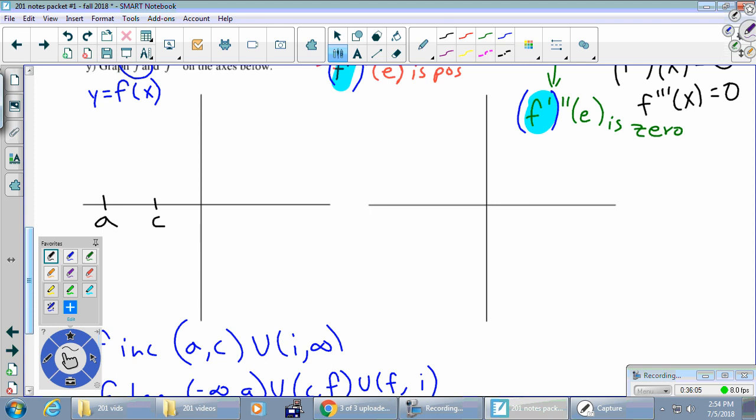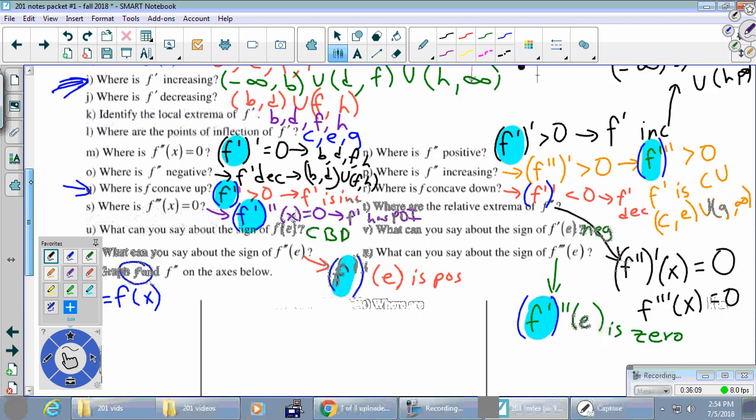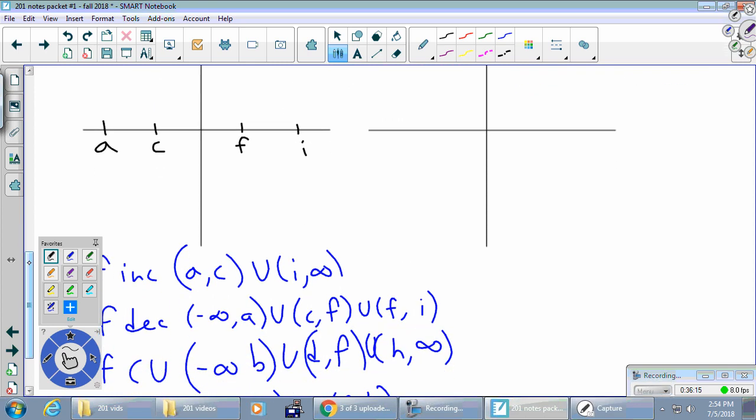A, C, where was the, I think 0 was at E. So F and I are to the right. F and I. And so we're just going to get our first very rough sketch of this thing here in red. So decreasing until we get to A. I don't know where it starts. It could be up here, decreasing until A. It could be down here, decreasing until A. Either one is totally okay. There's not enough information to know.